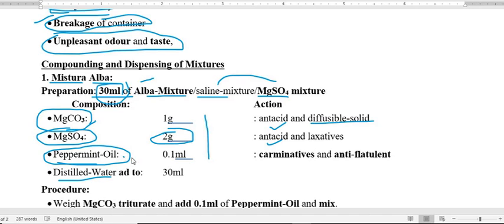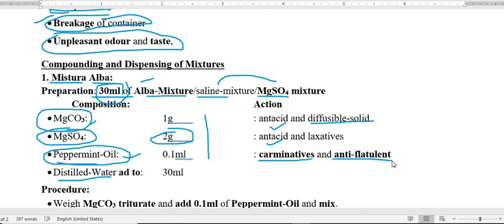Regarding peppermint oil, it is going to remove the gas of the GI tract and also its formation. So this is called antiflatulent and carminative. So now we have to go through the procedure of preparation.